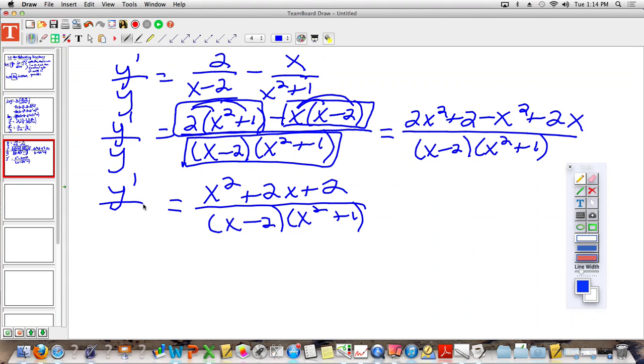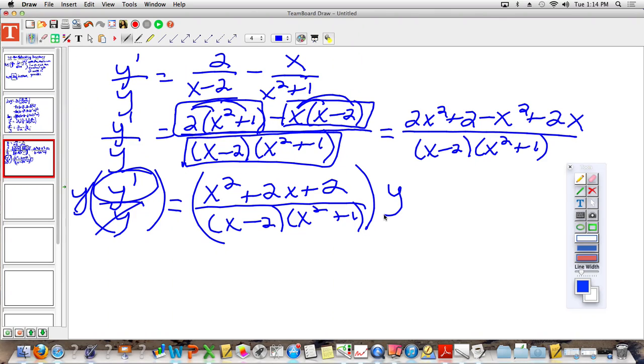We still have y prime over y. Now, remember our job here is to find the derivative of y. And the left-hand side has the derivative of y in it. But the derivative of y is being divided by y. So if I want to get rid of that divide by y, what do I need to do? Multiply by y. So you multiply this side by y, the y's cancel out. But if I multiply the left side by y, what must I do to the right side? Multiply by y. So you have to multiply this entire right side by y.